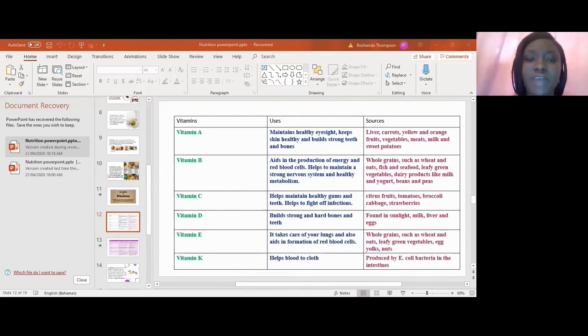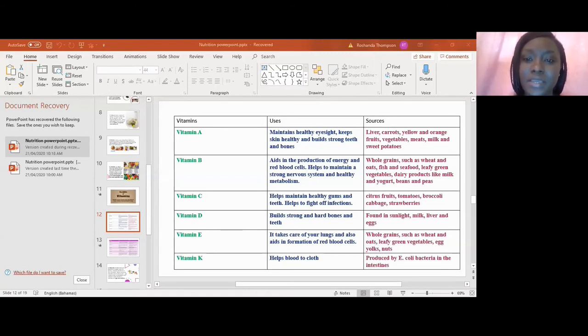Okay, so let's start. Vitamin A. We said that vitamin A maintains healthy eyesight. It keeps the skin healthy and builds strong teeth and bones, right? But we know that the main function is indeed to maintain healthy eyesight. Sources are liver, carrots, fruits, vegetables, other potatoes. So there are a lot of food sources that contain vitamin A. Vitamin A is used to maintain healthy eyesight, keeps the skin healthy, and builds strong teeth and bones.